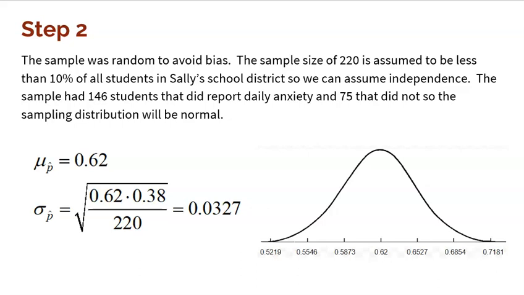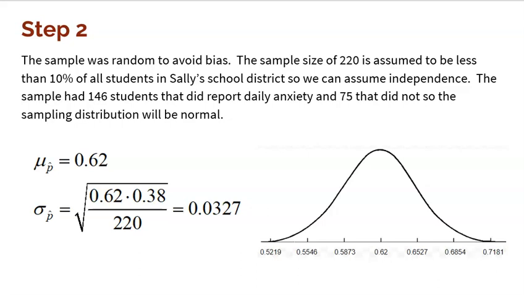Now, I did write out the conditions very nicely. The sample was random to avoid bias. The sample size of 220 is assumed to be less than 10% of all students in her school district, so we could assume independence. And the sample had 146 students that did report daily anxiety and 75 that did not, so the sampling distribution will be normal. Both of those numbers are bigger than 10. All right, so this is a nice picture of the sampling distribution.